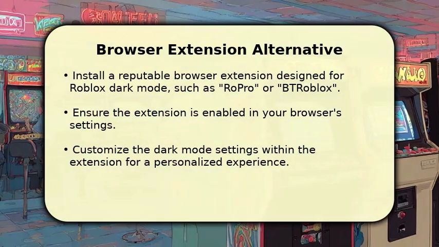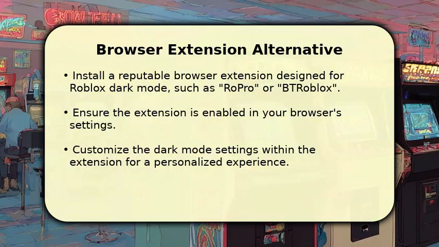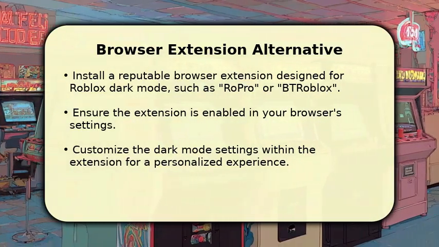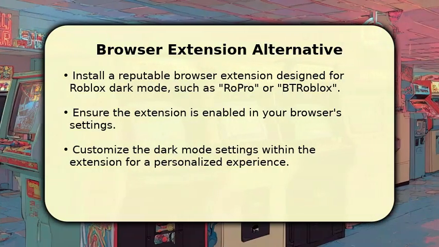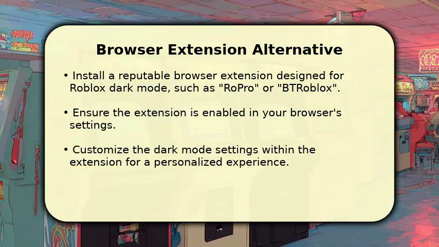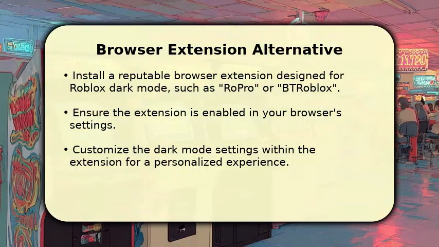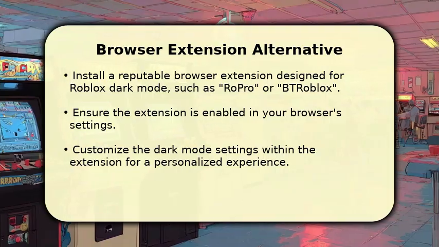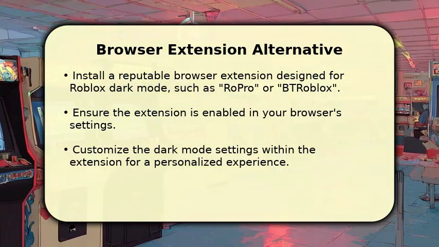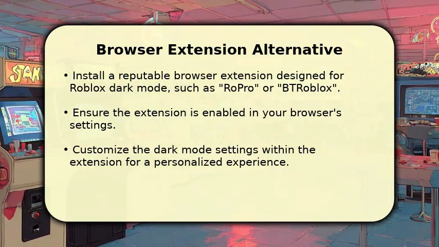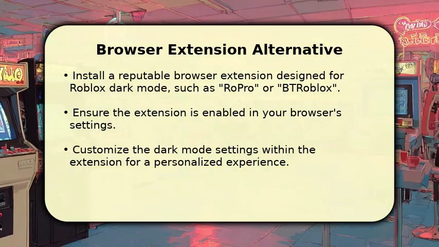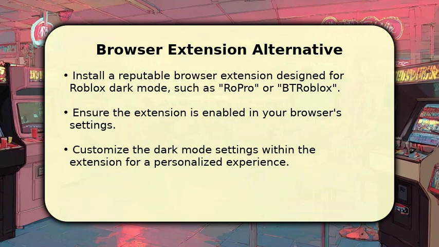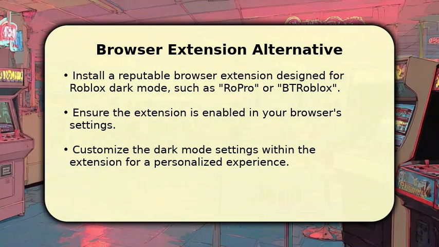If the in-app setting isn't quite what you're looking for, or if you desire more customization, consider using a browser extension. Popular options like RoPro or BT Roblox offer enhanced dark mode features. You'll need to install one of these extensions through your browser store and then ensure it's enabled. Many extensions provide additional settings, allowing you to fine-tune colors and contrasts to your exact preferences, giving you even greater control over your Roblox aesthetic.